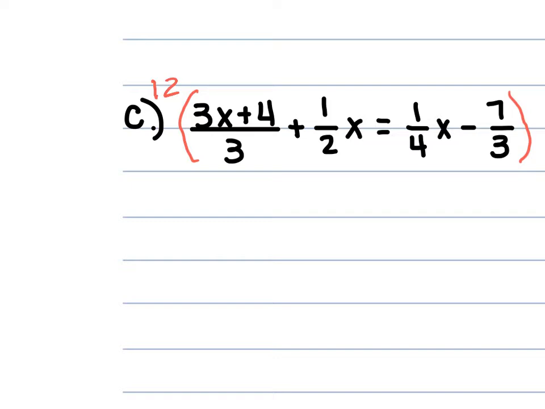Let's cancel some things out here. So let's start here. How many times does 3 go into 12? 4 times, so we've got 4 times 3x plus 4. Plus, how many times does 2 go into 12? 6, so that's gone, and we've got 6 times whatever was left in the numerator. That's an x there, sorry. There's 6.